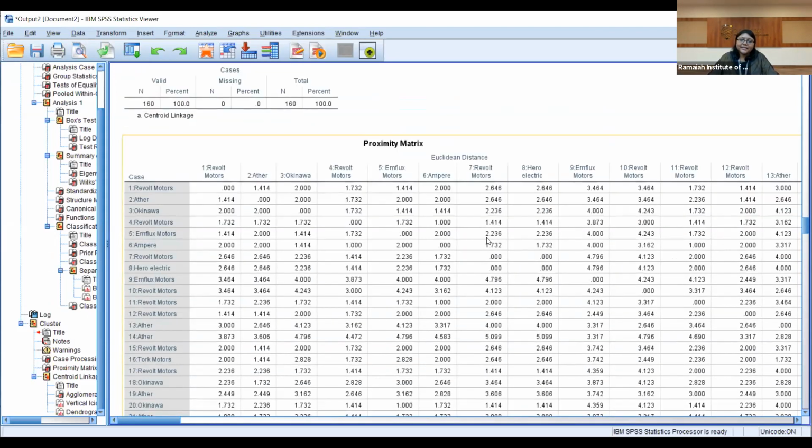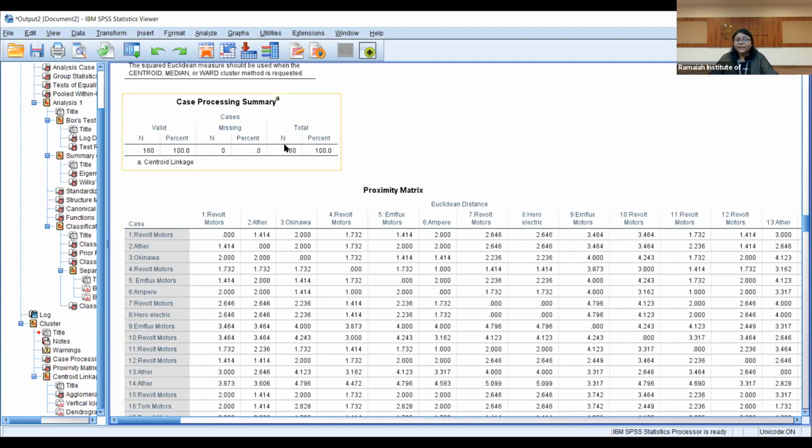Now in this cluster analysis, the first table that I get is a case processing summary. That means in this, and it is done with the centroid linkage method. So the total number of participants, or the total number of respondents, is 160, and we have got no missing data, so it is 100%.